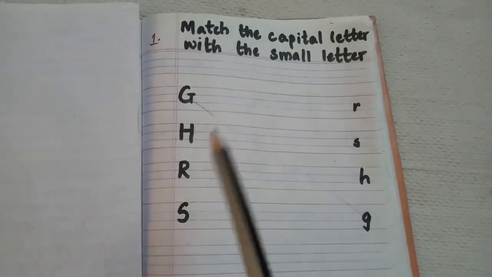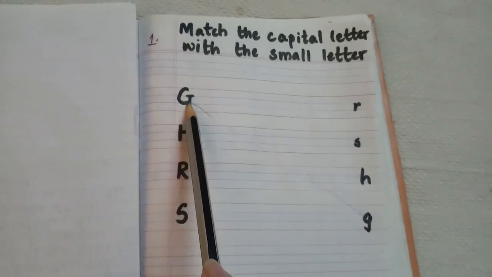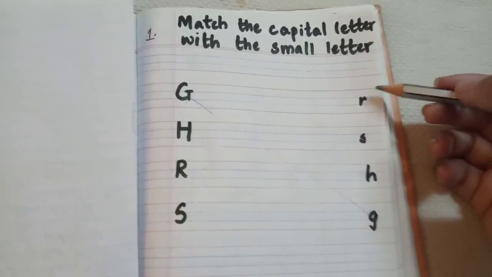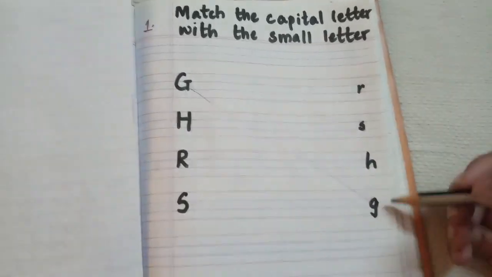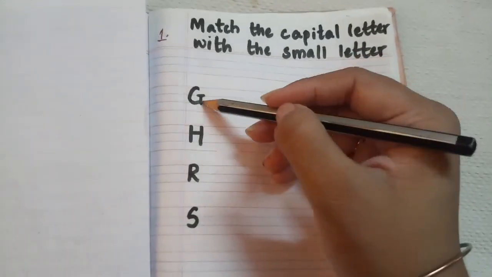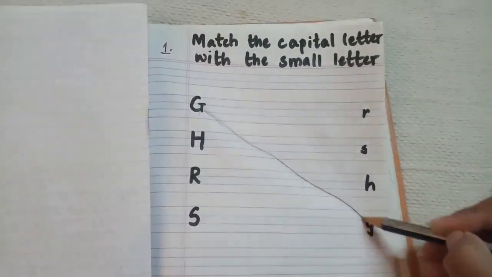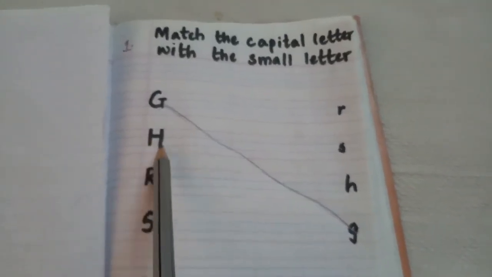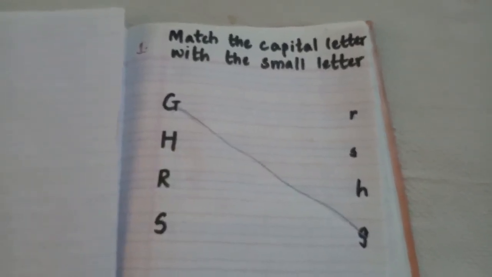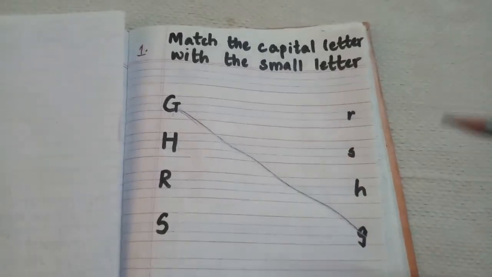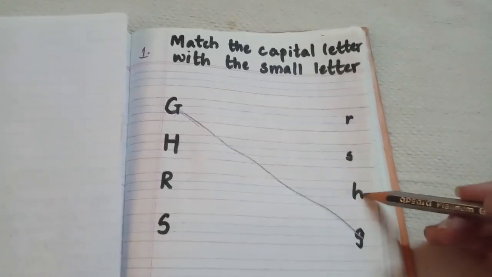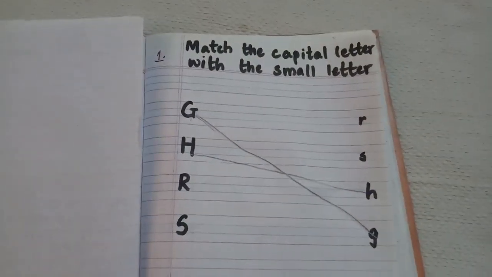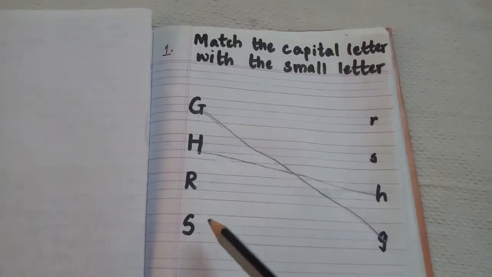Okay, now let's start. What is the first letter here? Yes, this is capital G. Now can you tell me where is small g here? Here, yes. So we are going to match the capital G with the small g. Now, what letter is this? This is the letter H, capital H. Now can you tell me where is small h here? Yes, we have small h here. So we are going to match the capital H with the small h. Is that clear?